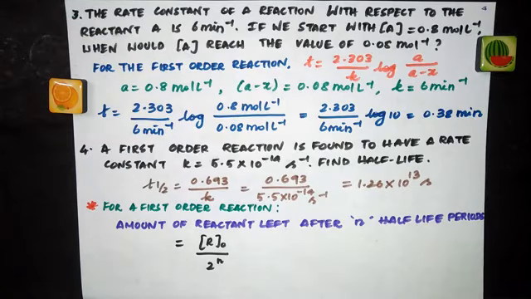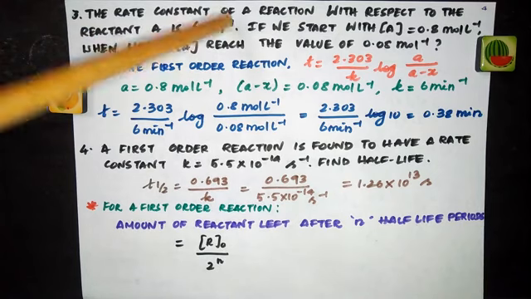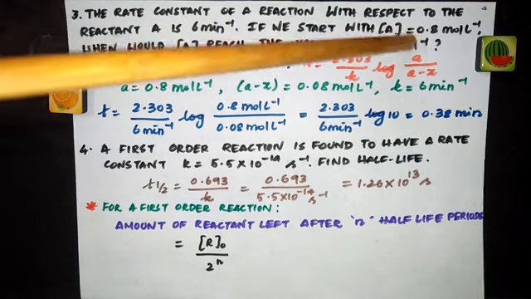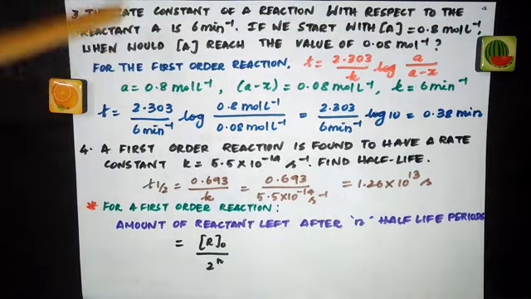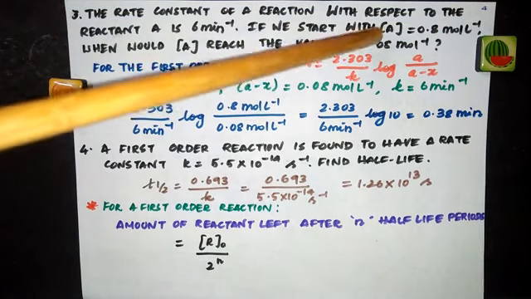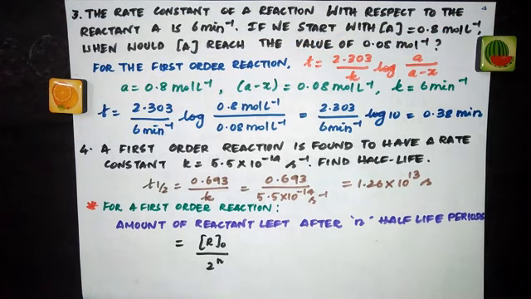The rate constant of a reaction with respect to the reactant A is 6 minute inverse. If we start with concentration of A equal to 0.8 mole per liter, when would the concentration of A reach the value of 0.08 mole per liter?